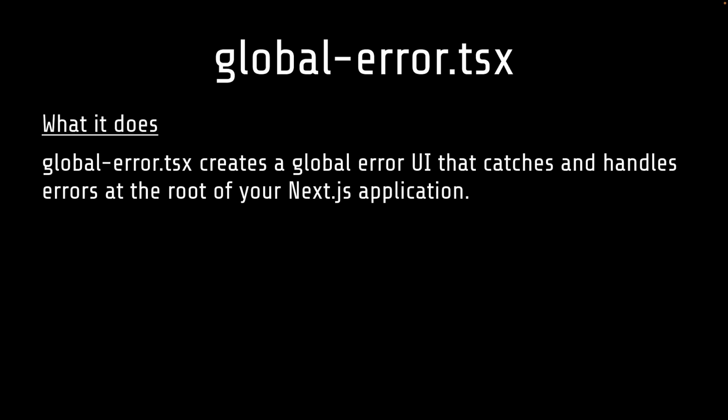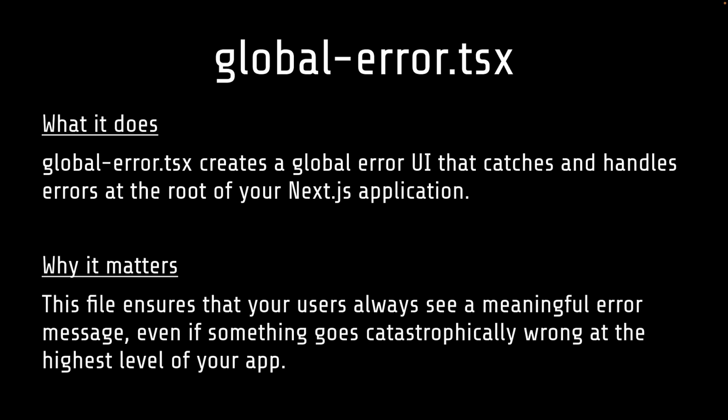Global-error.tsx creates a global error UI that catches and handles errors at the root of your Next.js application. It serves as a catch-all error boundary for your entire application. This file ensures that your users always see a meaningful error message, even if something goes catastrophically wrong at the highest level of your application.